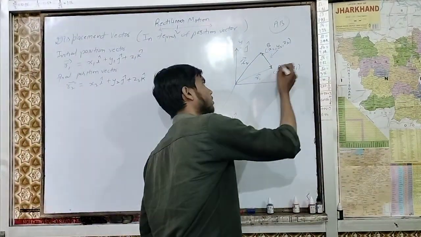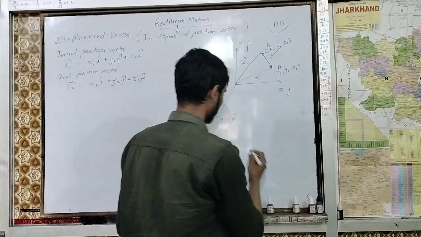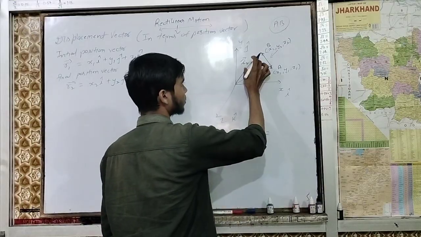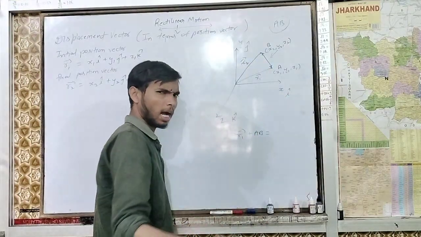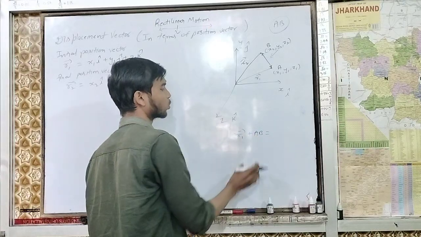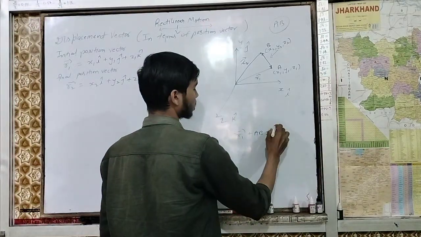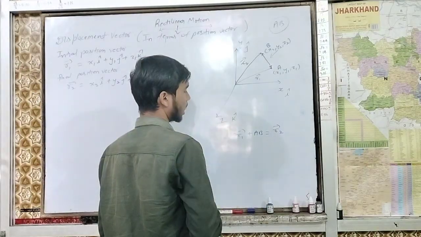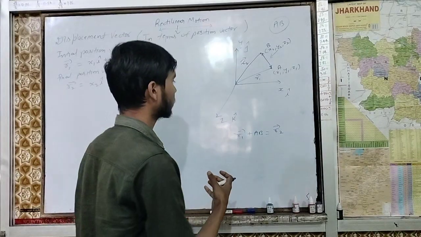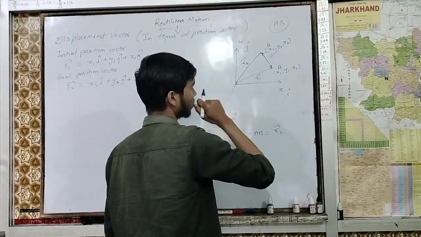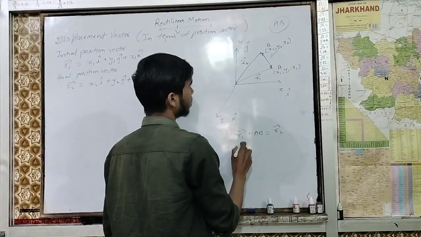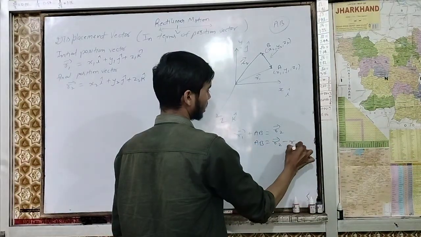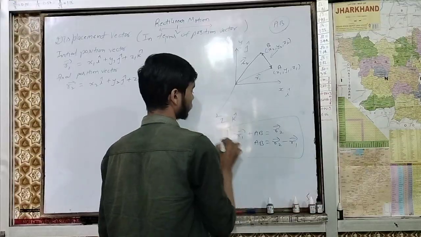Either you can say R1 plus AB is equal to R2. Here we are considering this side as the hypotenuse, so the sum of these two lengths will be equal to the hypotenuse R2. Am I correct? And since we have to calculate this displacement, hence R2 minus R1, or you can say AB. So R2 minus R1. This is our small derivation.